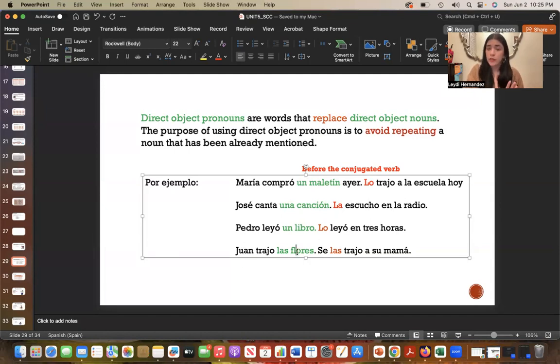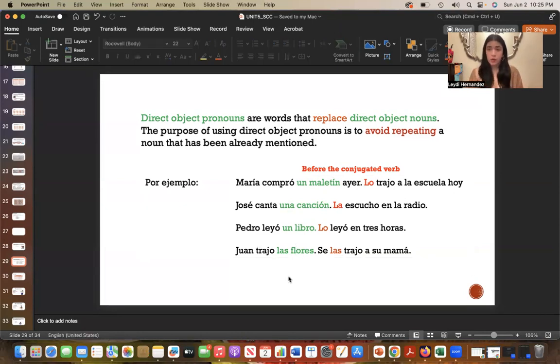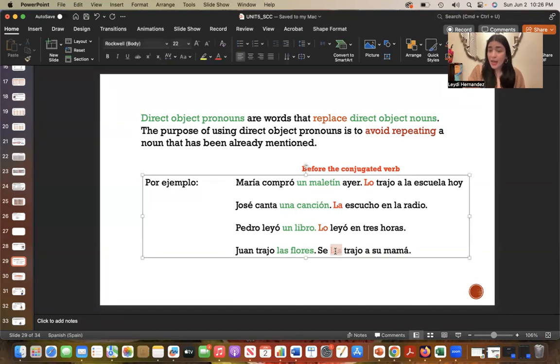Juan trajo las flores. Las flores is my direct object noun because it's receiving the action directly. Now, flores is more than one, so we cannot use la. We're going to use the feminine plural, which is las. Se las trajo a su mamá. Okay, we place it right before the conjugated verb.